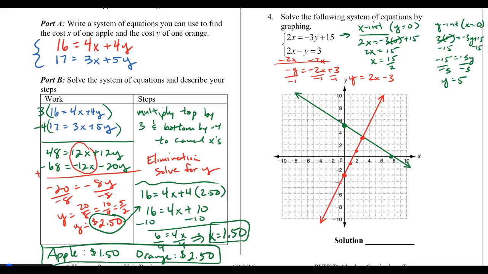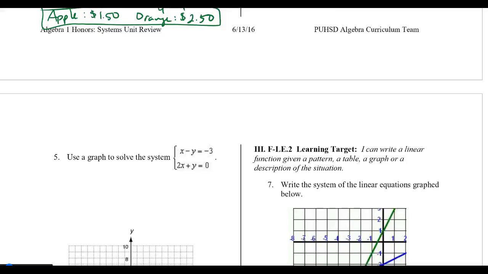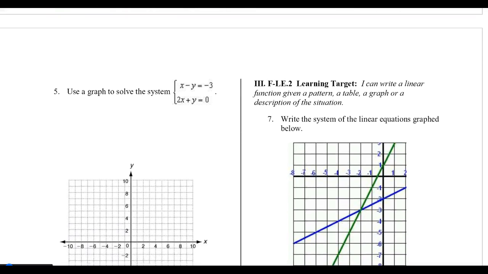Now that I've got the line drawn, my solution is where those two lines overlap, which is at the point (3, 3). And if we're not sure, we can always take that ordered pair, plug it back into both equations, and verify that it works. All right, number 5, use a graph to solve the system.